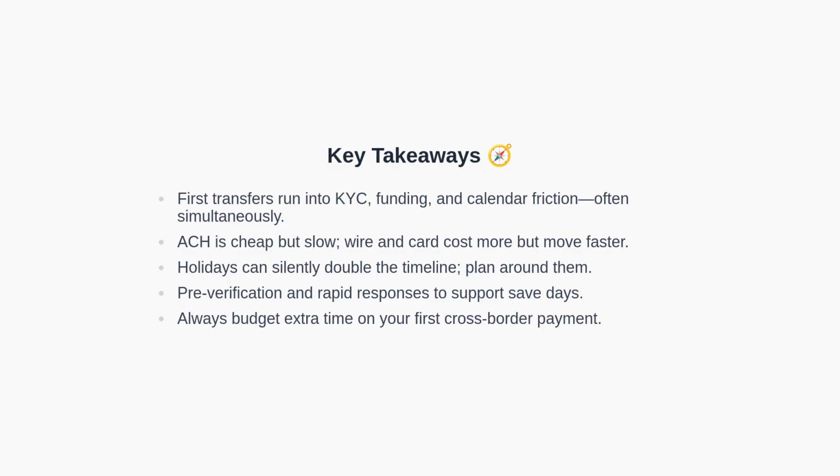Here are the key points. First, initial transfers face friction from compliance, the funding method, and the calendar. Second, ACH is economical but slow, whereas wire and card move faster at a higher cost. Third, holidays can double timelines. Fourth, pre-verification and quick responses to support can save days. Finally, always budget extra time for your first cross-border payment.